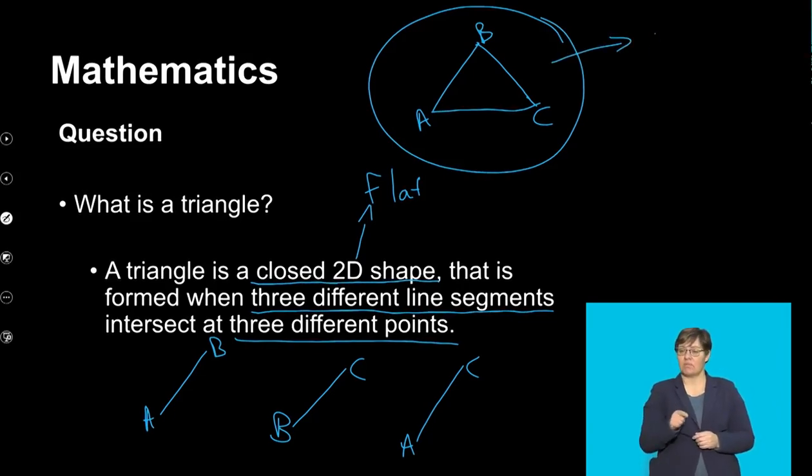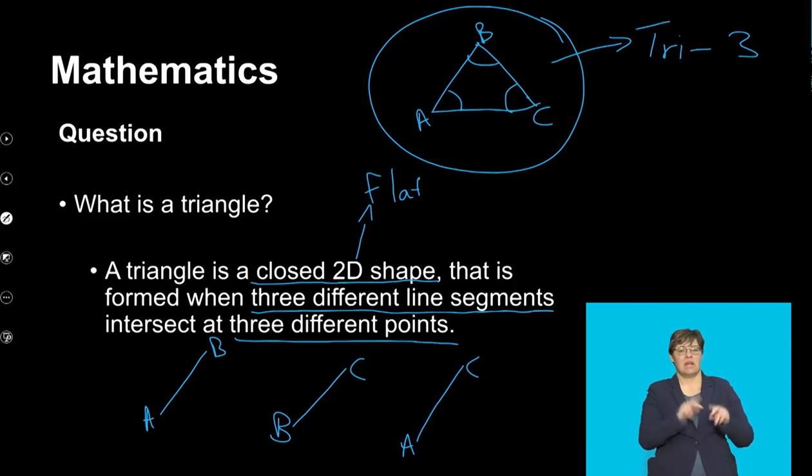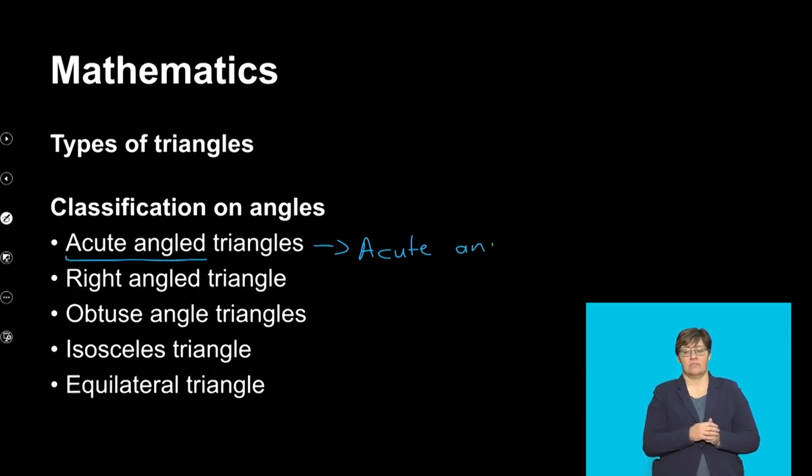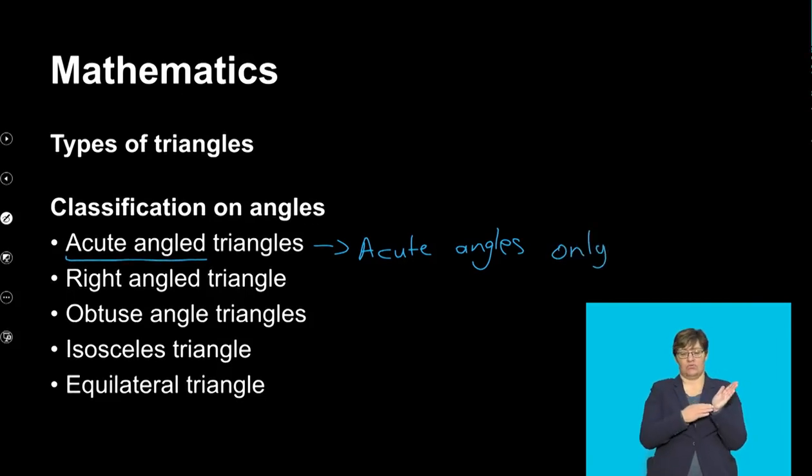And triangle, why? Because we are talking about three sides, right? So as a result, this will have three sides and three angles as well, not necessarily equal to one another. It depends on what triangle you have. Now we have some classification on angles in terms of the types of triangles that we have. We have what we call an acute angled triangle. This would mean the only angles you have are acute angles, right? The only angles you have in that particular triangle are acute angles.